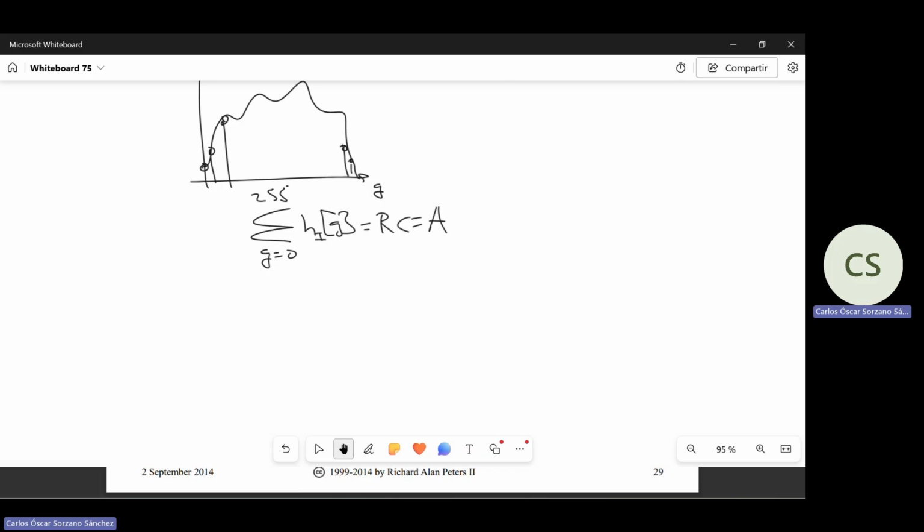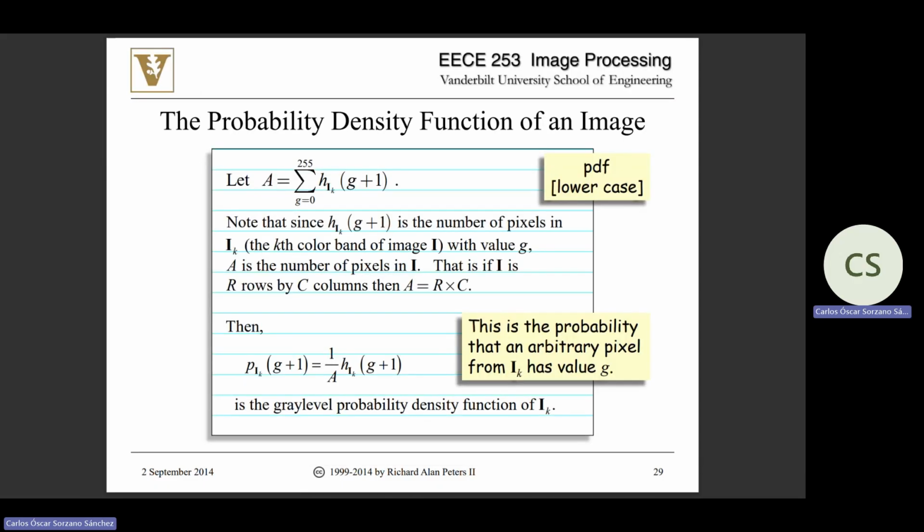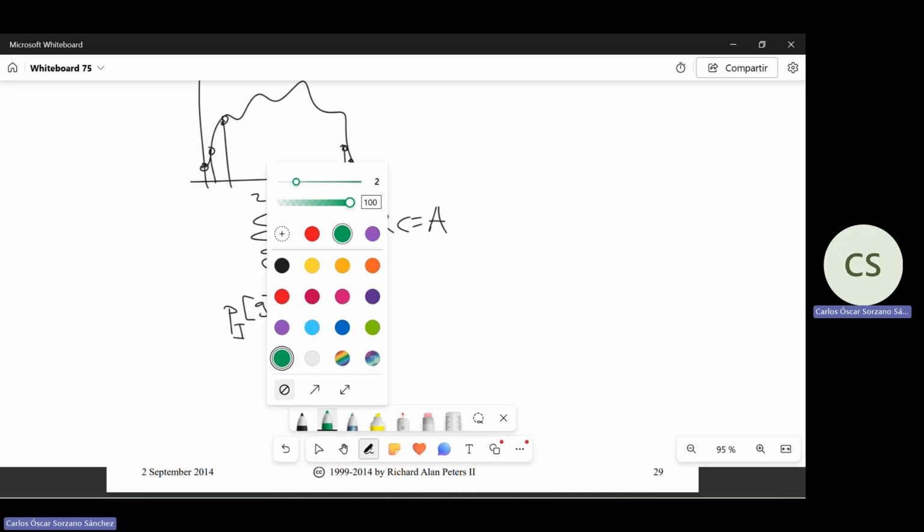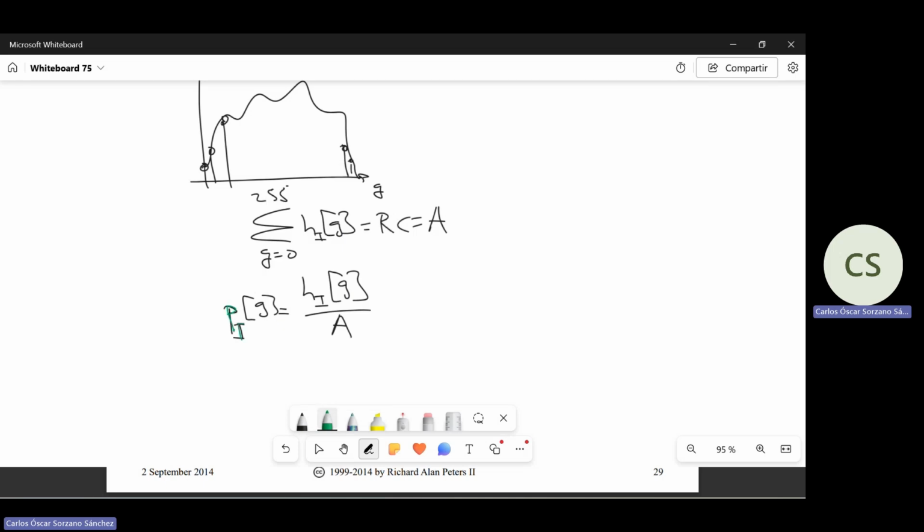Very good. Then I will compute something that is called a probability density function. Let me say which letter they have used. Small p, I think. Yeah, small p. So we'll call it small p of G, and for the image I, this will be H of G divided by A. So it is simply a normalization. Let's make this green, for instance.